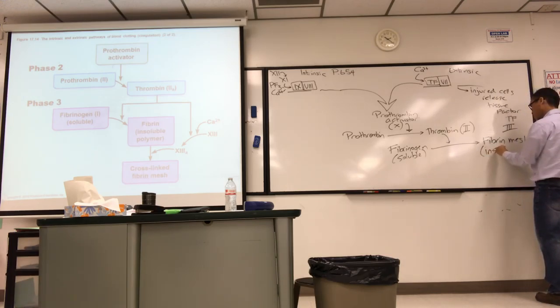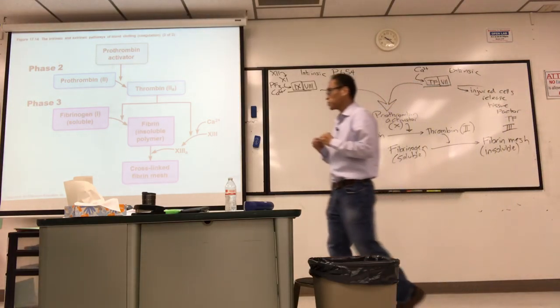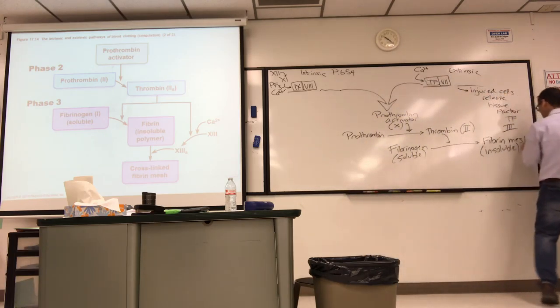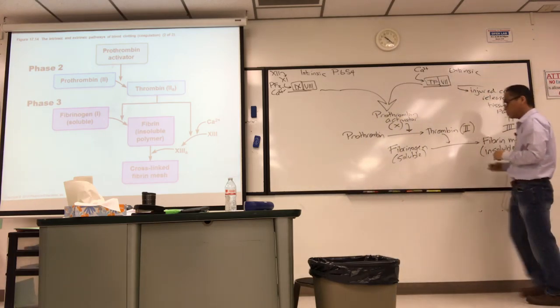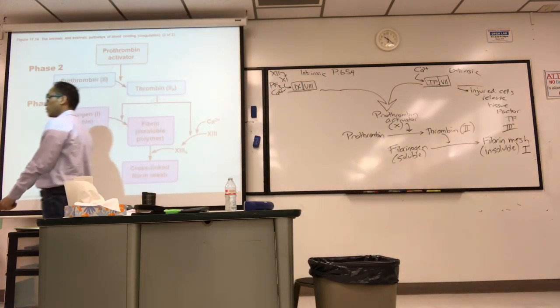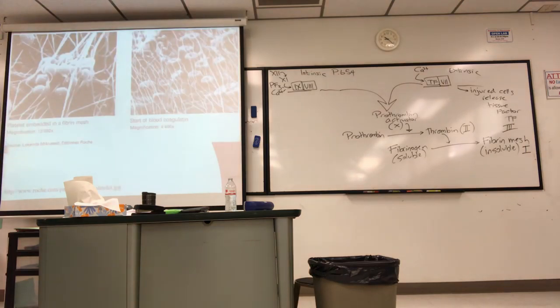Fibrin is insoluble when activated by clotting factor 2, thrombin. Fibrin is clotting factor 1, as I said before. So what both pathways are doing, intrinsic and extrinsic, is basically localizing the effects of factor 10 at the site of injury, okay? And so calcium is also needed. Here's a nice picture of it, like I showed you before, the fibrin mesh.